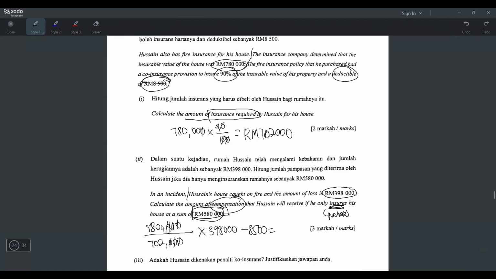All right, so now let's press 580 divided by 702 times 398,000 minus 8,500. Okay, my calculator gives me 320, but write RM.